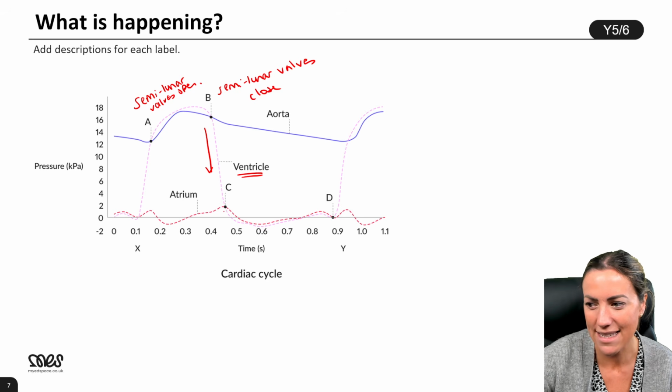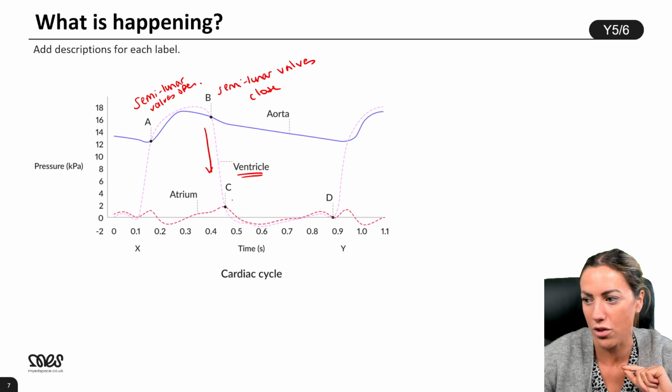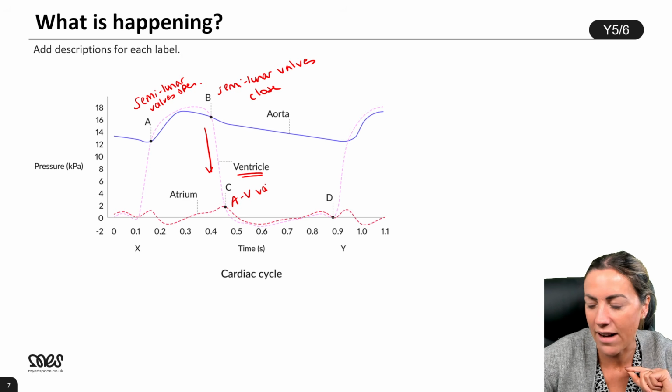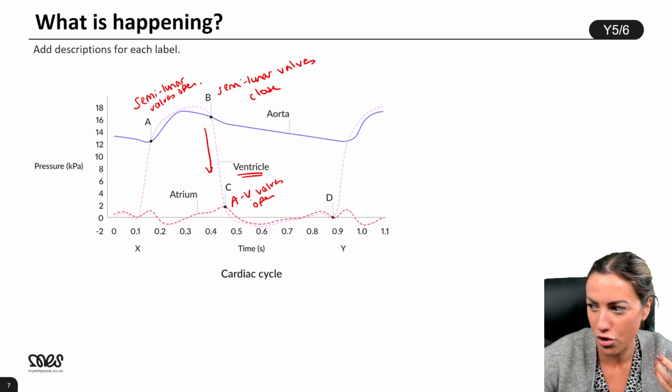Now at C, I can see the pressure in the atrium is exceeding the pressure in the ventricle. So if the pressure is higher in the atrium, which is above the ventricle, then the AV valves open and blood will flow from the atrium into the ventricle. The ventricle will then start to fill with blood before it contracts.